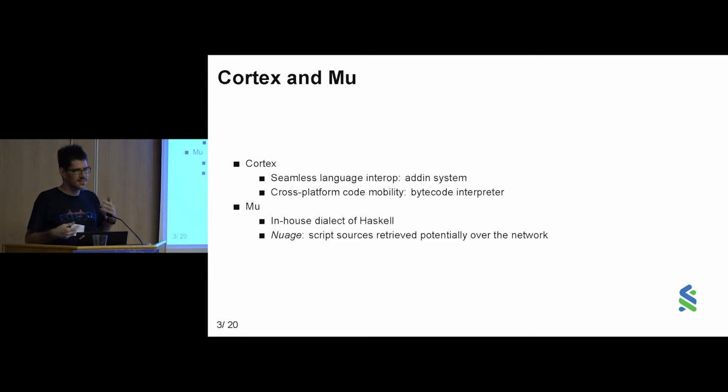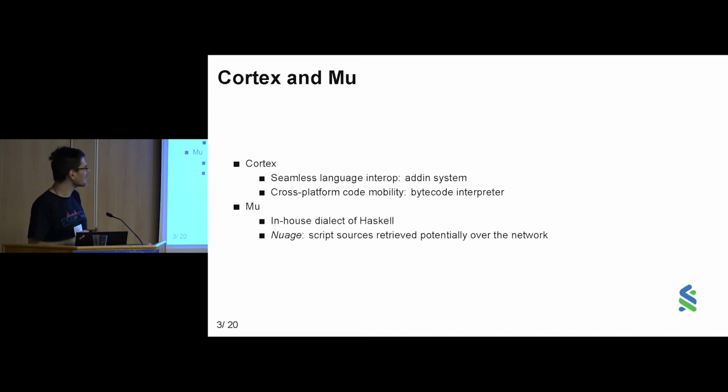So Cortex is the runtime that all this financial analytics is built on top of. The two main features it provides are language interoperability through an admin system, so you can write C++, Java, C#, Haskell functions, and they all get exposed via this unified API to your scripting language. And the other thing is code mobility and cross-platform code mobility. At the bottom of it, there's a bytecode interpreter, and basically you can send your closure from one machine on one architecture to another machine on another architecture, run it there, serialize the result back, and this all works.